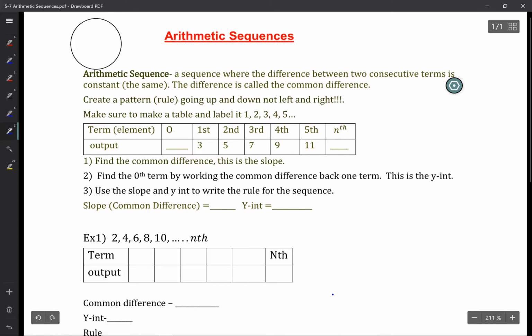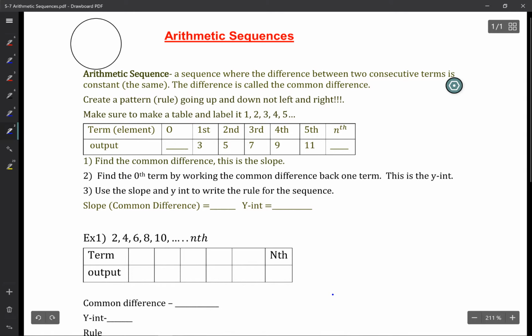First things first, an arithmetic sequence is a sequence where the difference between any two consecutive terms is constant, the same, right? Constant means the same. It's always going up by the same amount or down by the same amount, right? Create a pattern, a rule, going up or down, not left or right, okay?